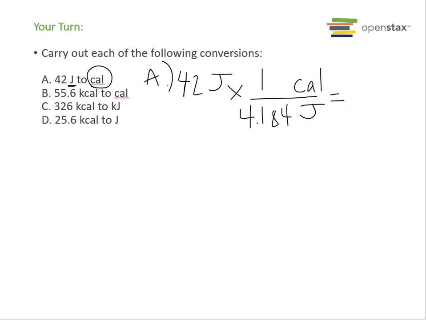So in my calculator, I'm going to do 42 times 1 and then divide it by 4.184, and I got 10.038. But again, I started with 2 significant figures, so I need to finish with 2. I'm going to go 1, 2. That 0 is not going to change my 10, so it's just going to be 10. My joules cancel, 10 calories.